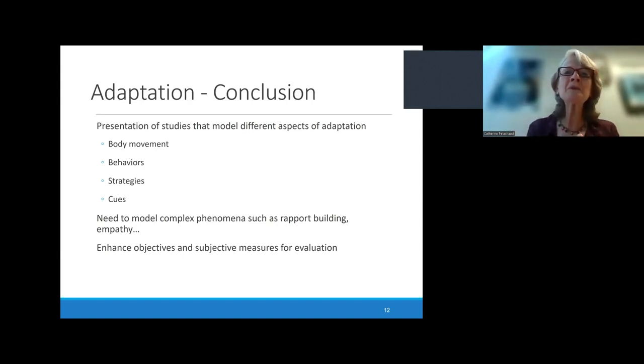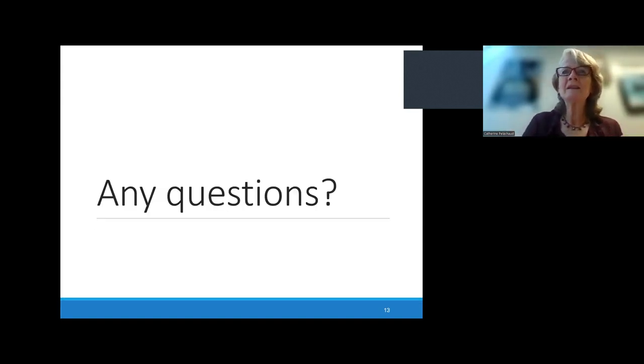And also, we need to enhance our objective and subjective measures for evaluation. That finishes my talk. So if you have any questions, I'll be very happy to answer.